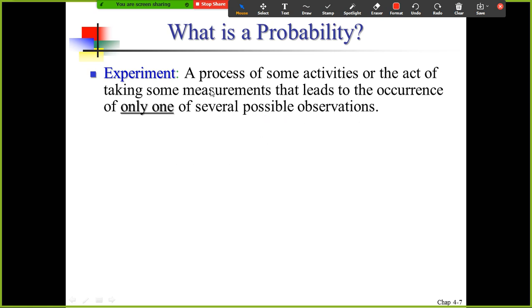For example, we do something. A result comes, and there should be many possible results. But at the end of the experiment, only one result comes among several possible results. For example, I can say, yes, asking how much money is in your pocket.